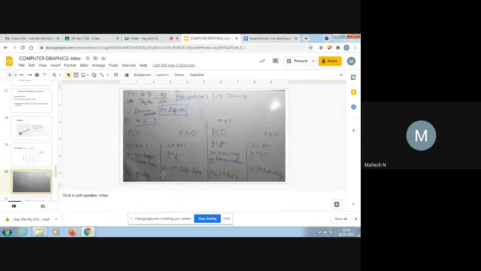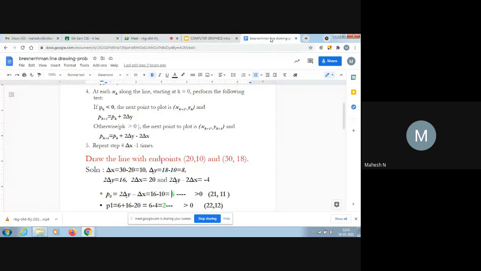So obviously I need to use new p is equal to old p plus 2 dy minus 2 dx. If my decision variable turned out to be greater than 0, that means positive, the next point that I plot is xk plus 1, yk plus 1, and the decision equation that I use for deciding the next vertex is pk plus 1, that is next decision variable, is equal to old decision variable plus 2 dy minus 2 dx. So let us go to this p1.